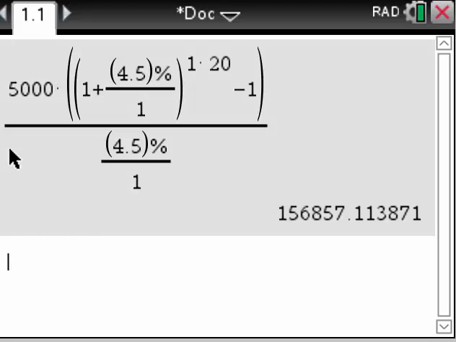So our answer for our balance is 156,857.11. So that is $156,857.11.